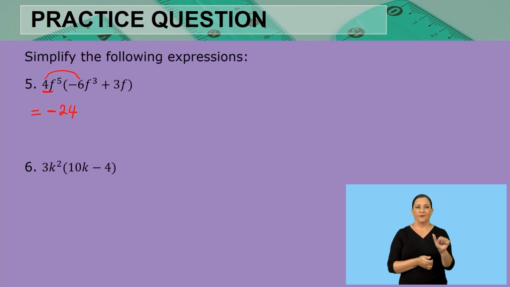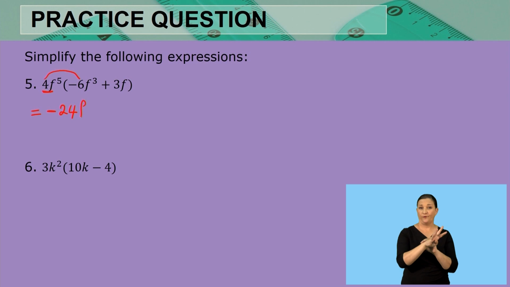Then we look at the variables. They have the same base. So if they have the same base and we are multiplying, what happens to the exponents? We are going to add them. So that is going to be a negative 24f, and my exponent is going to be an exponent 8, because 5 plus 3 is 8.